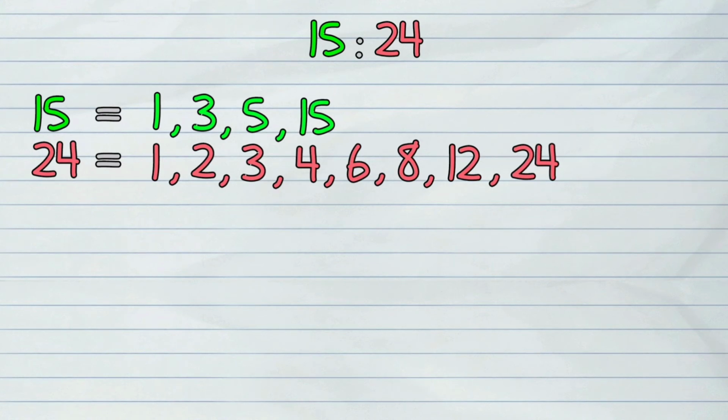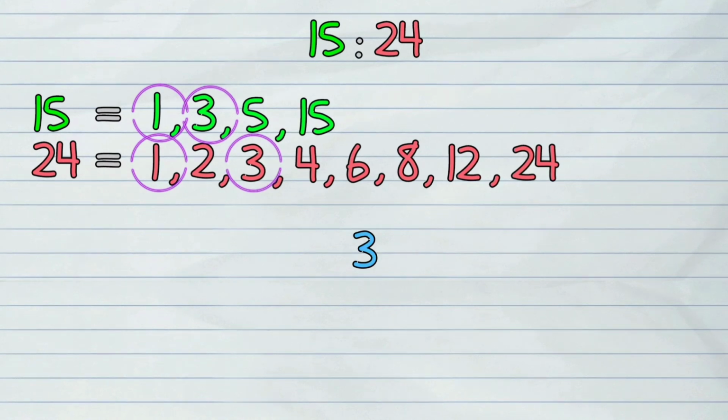15 and 24 have two common factors. It is 1 and 3. But 3 here is our greatest common factor.